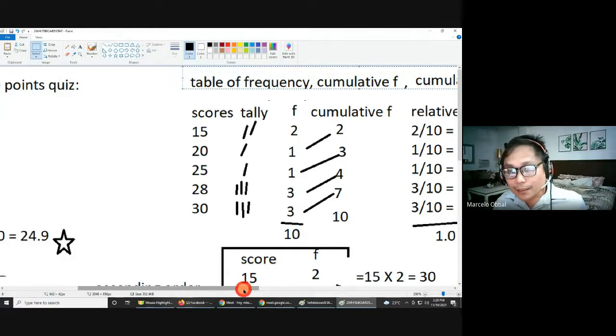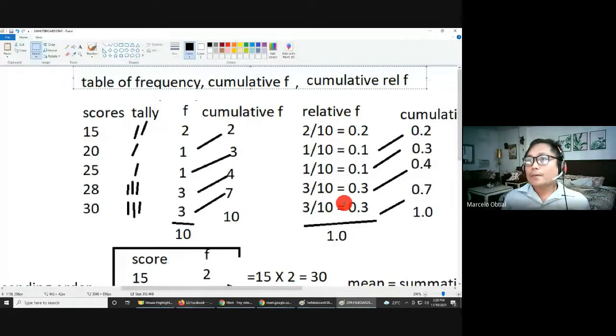Now next, when you are asked for the relative frequency, you just think of the term or word relation. Relation to the answer. Relation to the total frequency. So to solve the relative frequency, your denominator should be the total frequency. The total frequency is 10. Put 10 on all of them. Then the frequency is the numerator. 2, 1, 1, then you solve. After that, the answer is 0.2, 0.1, 0.1, 0.3, 0.3.